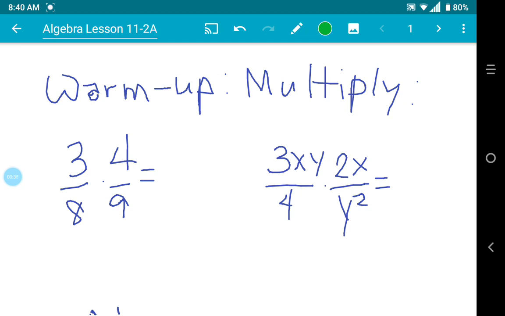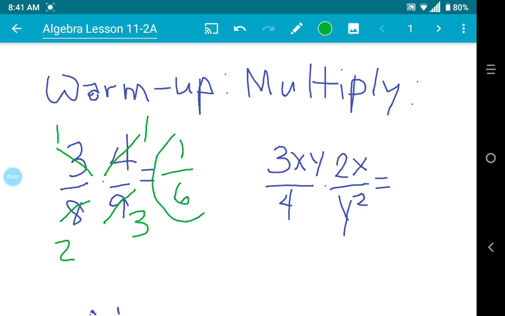So on the first guy, there's a shortcut with a 3 and the 9. 3 becomes a 1, 9 becomes a 3, and then the 4 becomes a 1, and the 8 becomes a 2, right? No more shortcuts, so I multiply straight across. 1 times 1 is 1, 2 times 3 is 6, and there it is, right? How about the second guy?